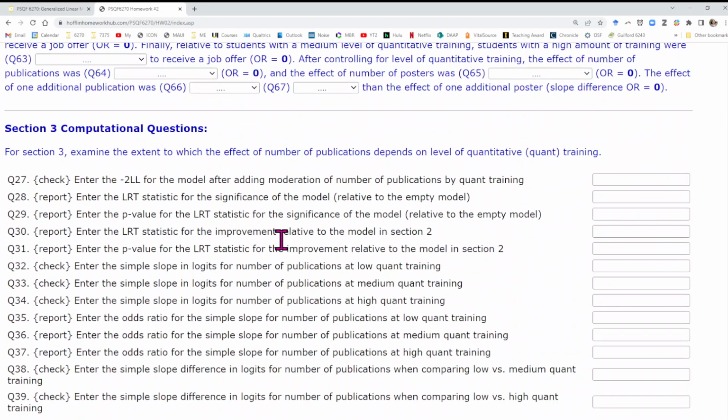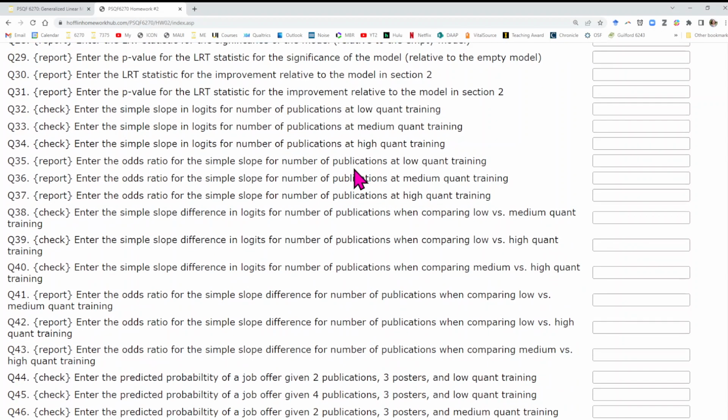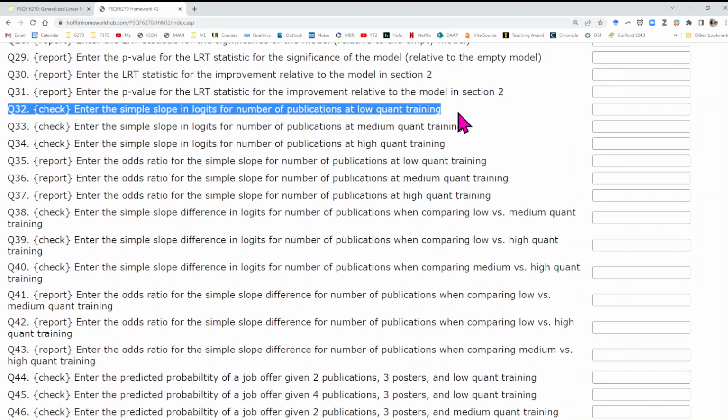In section 3, this is an interaction model. So the extent to which the effect of number of publication depends on quantitative training. Is your publication history as important if you have high training as if you have medium training as if you have low? That's the idea here. So I had questions from folks trying to figure out some of the simple slopes. So for instance, the simple slope in logits for the number of publications at low training.